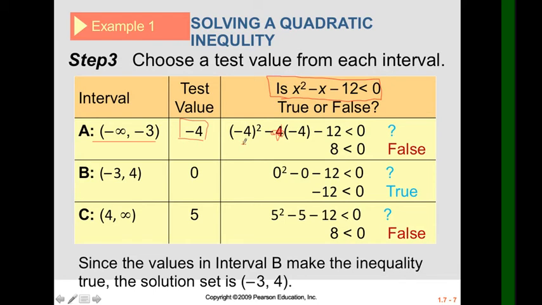Positive 16, right? And then, this one, negative times negative is positive 4. And then, minus 12, I'm sorry. Okay. 16 plus 4 is 20. Minus 12 is 8. 8 less than 0.